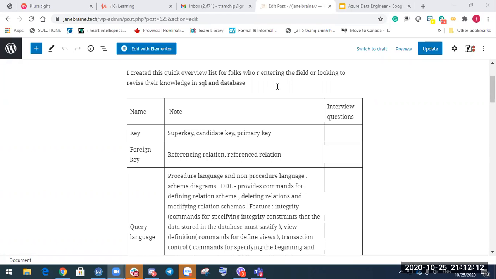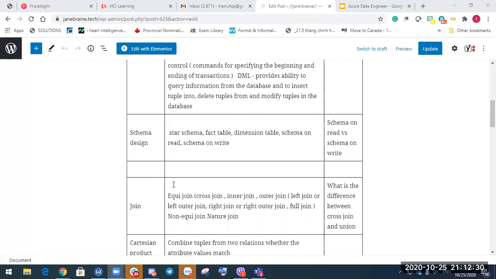Because earlier today I was going through some of the documents with Suli, and I see that there are some areas that I didn't mention. So I want to use this session to briefly go over some of those areas. The first one would be schema design, which I didn't mention much before. But in here I input schema design, fact table, dimension table, schema, what is schema on read and what is schema on write.